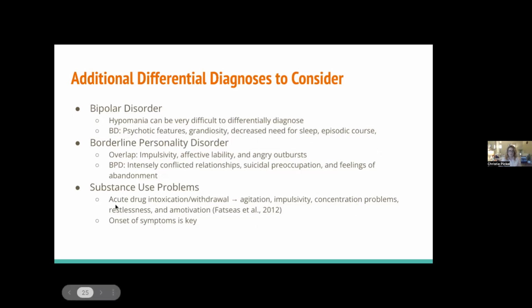And then substance use problems, this is another really important one to screen for. Acute drug use and withdrawal both can lead to symptoms that mimic ADHD, and also heavy use in the past is associated with cognitive impairments that can mimic ADHD. So we want to get a clear indicator of their substance use history, as well as evaluating the onset of their ADHD related symptoms, because substance use problems are really comorbid with ADHD.